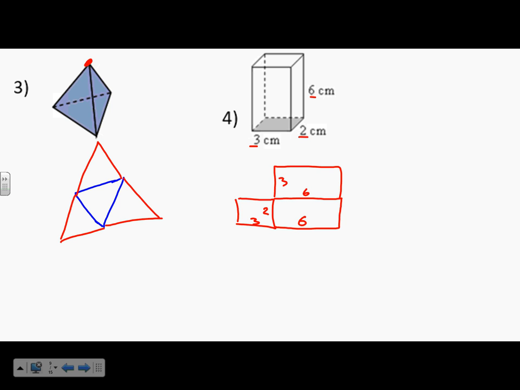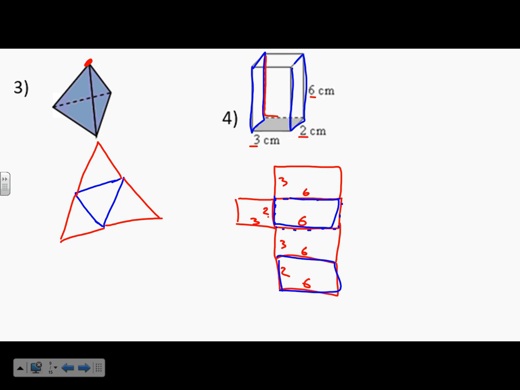Same thing over here. We have 6 and 3 again. And then the last one, I guess I would call it the top, but it's got to be 2 again, because that's got to match up with this one. So basically, I drew this 2 by 6 as this one, which means I need another 2 by 6 over here to be the top. And same thing with the other ones.